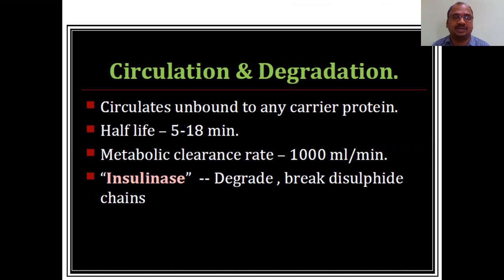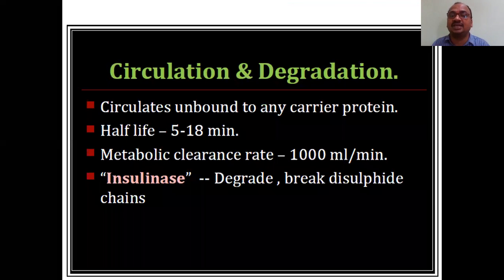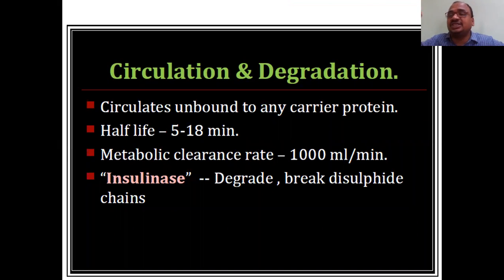So, metabolic clearance rate from the blood: 1000 ml of blood per minute will be cleared of the insulin. Per minute. Just imagine, that much fast it is eliminated from the body, insulin. That's why you have to take it daily.